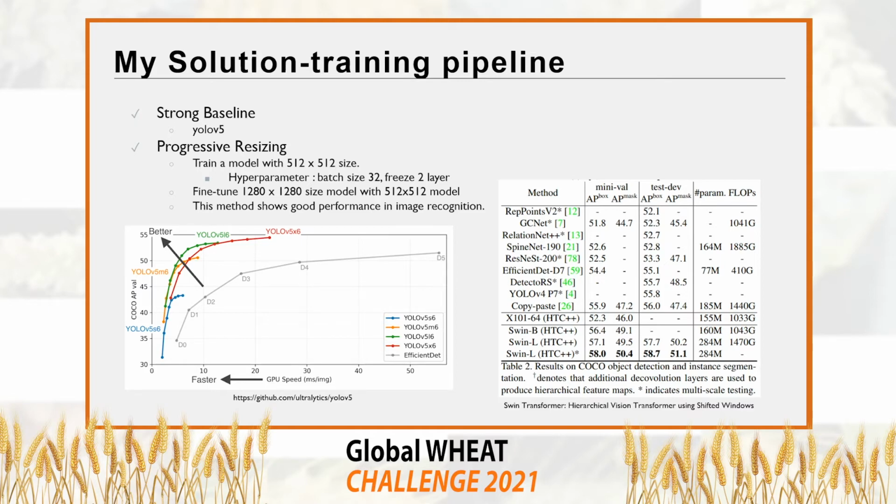I use progressive resizing for detection. This method shows good performance in image recognition. I thought it can also work for the detection task. First, I trained the model with 512 size. Batch size is 32, and I froze the two bottom layers to avoid overfitting. Second, I fine-tuned the 1280 size model from the 512 size model.